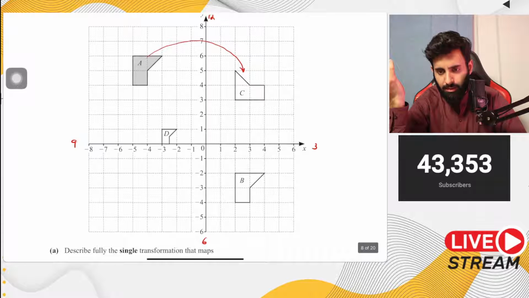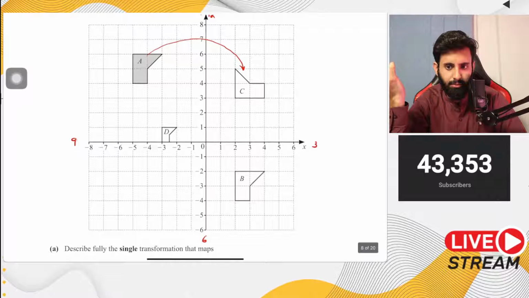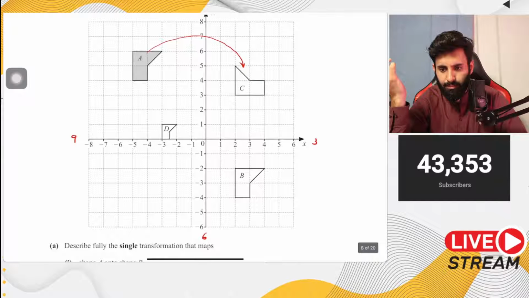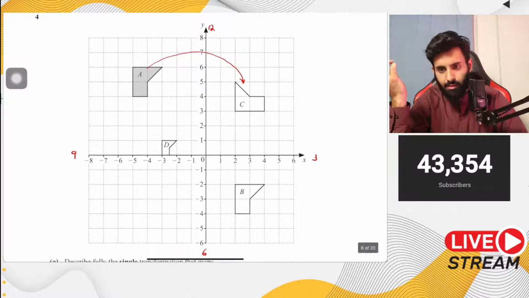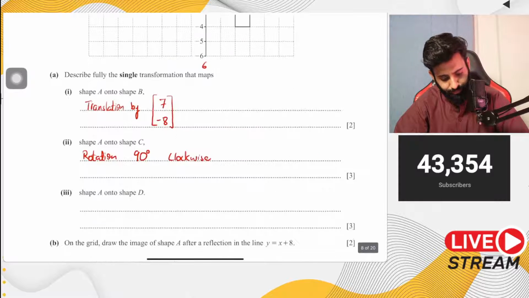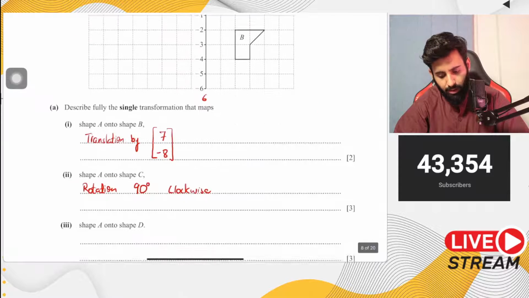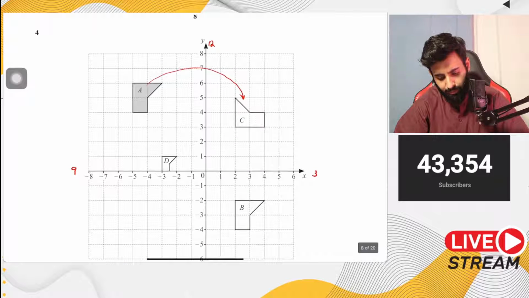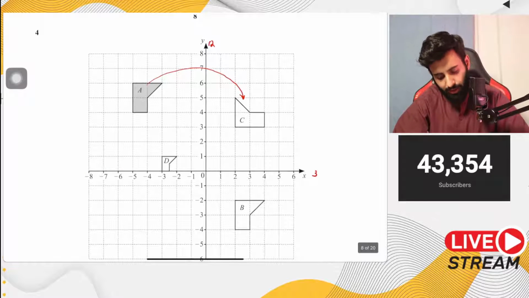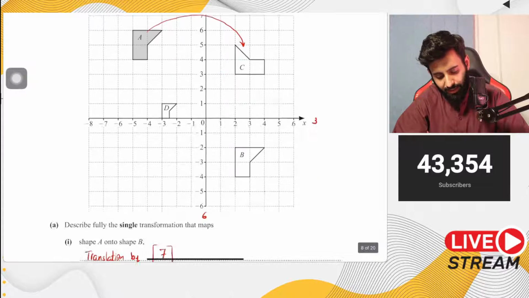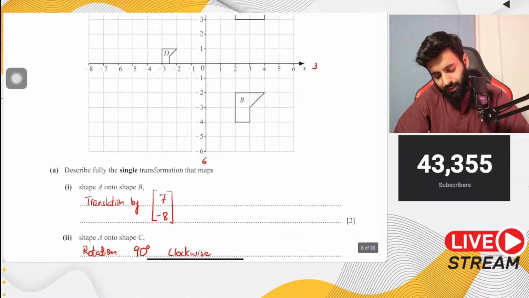How is it anti-clockwise? Rotation. A onto C. Oh, okay, I get it. Yes, so basically it's 90. If it's 90 degrees, then it's 90 degree anti.